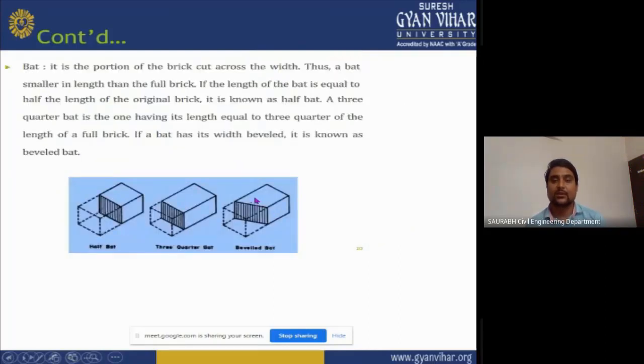Now we will come to the bar. What is the bar? Everyone knows about the bar. This is the image of a half bar. This is the image of a three-quarter bar, and this is a beveled bar.